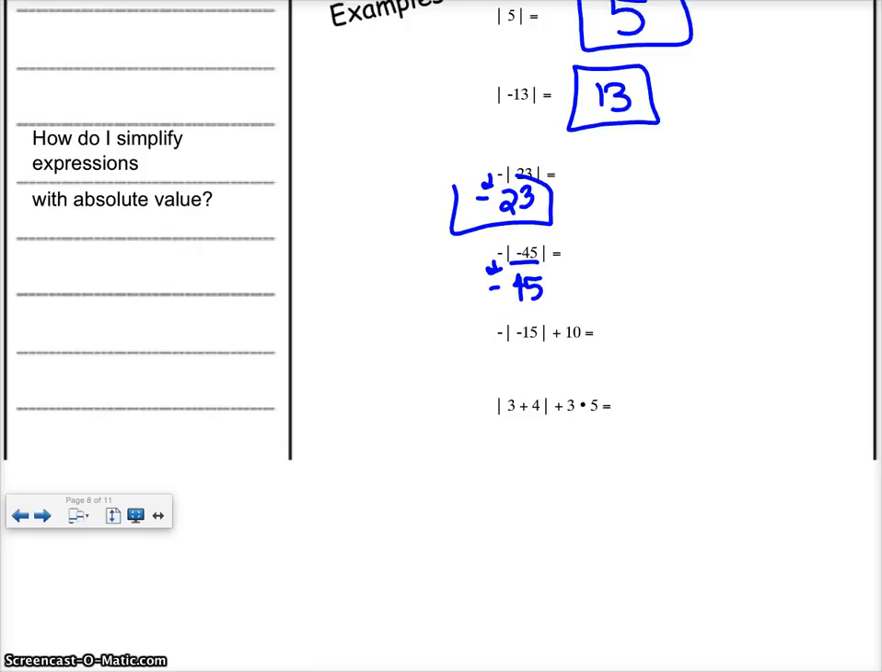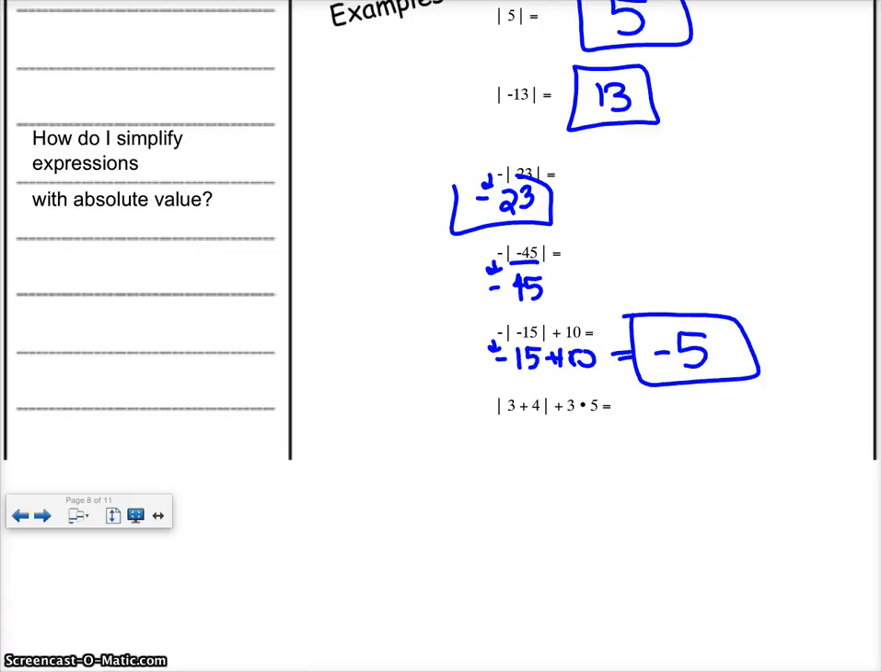Oh my goodness, now I have operations with it. Negative the absolute value of negative 15 plus 10. Nope. Negative 5. Okay, so how far away is negative 15 from 0? 15 away from 0, bring down the negative, plus 10. Negative 15 plus 10, what does that turn into? Negative 5. And we haven't had a formal lesson on negatives yet, but yep, that's what it is. Negative 5.